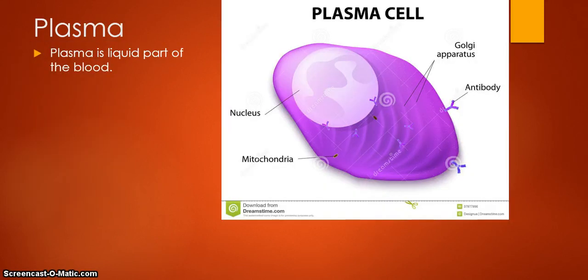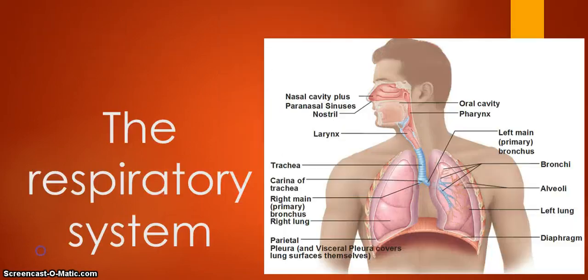Next is plasma. This is a liquid called plasma, and it makes up about half of the content of blood. Plasma contains proteins that help with blood clots, transport substances through the blood, and perform other functions. Blood plasma also contains glucose and dissolved nutrients.